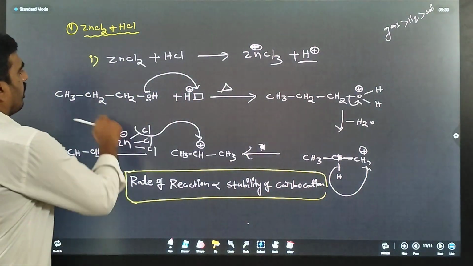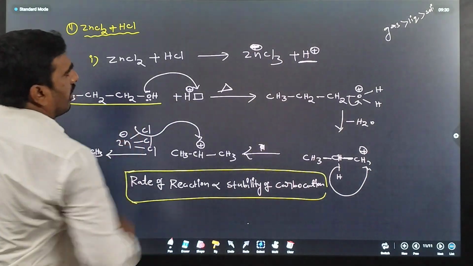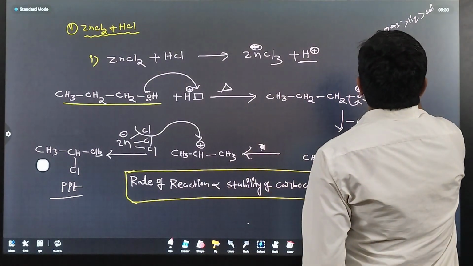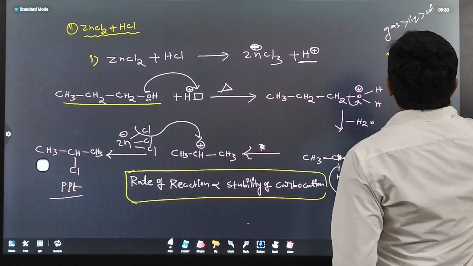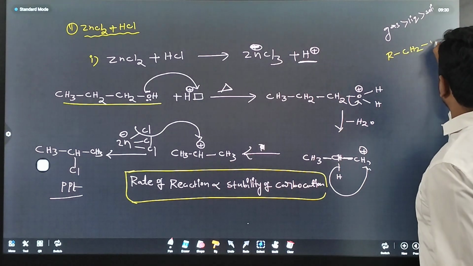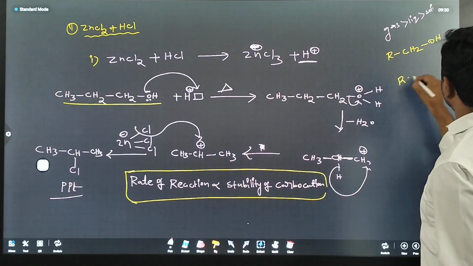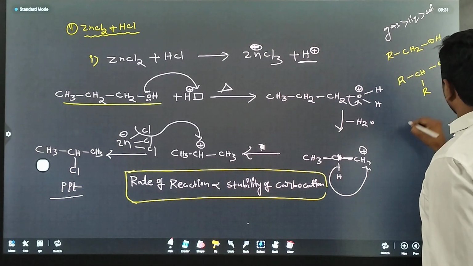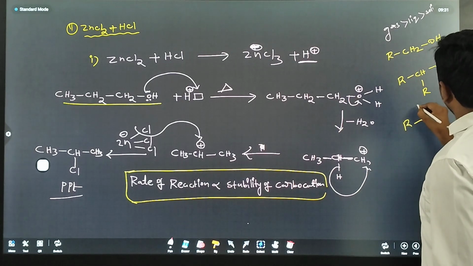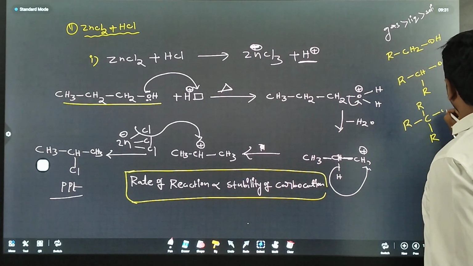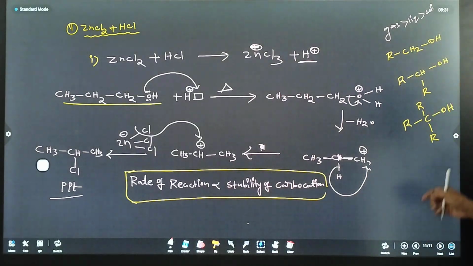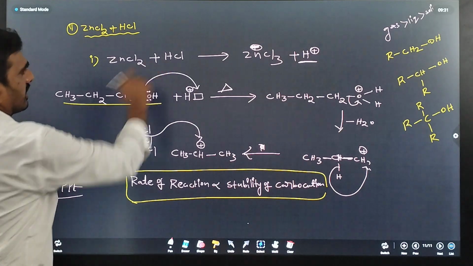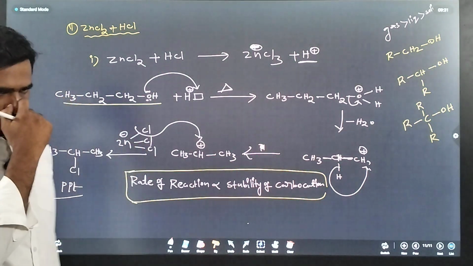So here I can use a primary alcohol, RCH2OH. So this is a primary alcohol. I can use a secondary alcohol. Next I can use a tertiary alcohol. So this is a tertiary alcohol. So which alcohol is more reactive towards Lucas reagent? Which is the most reactive?